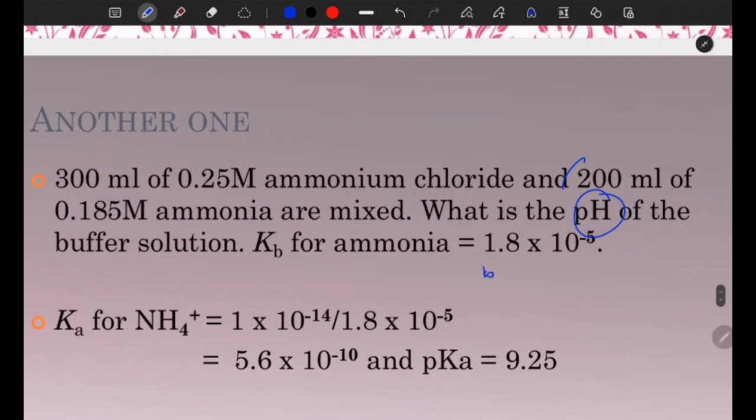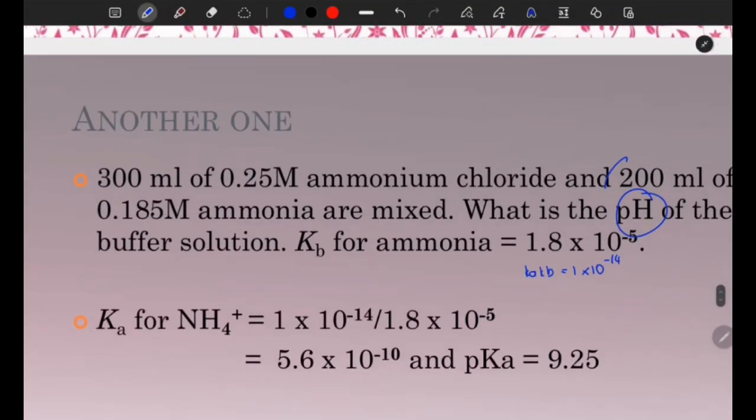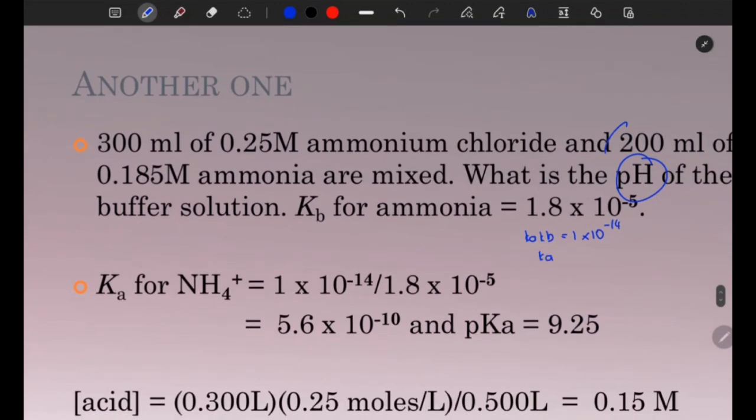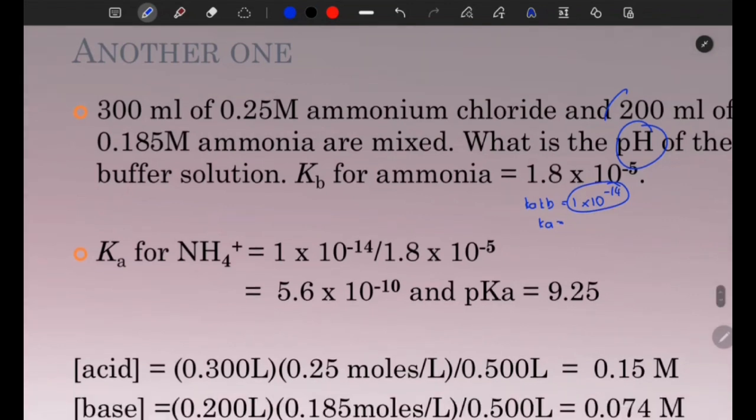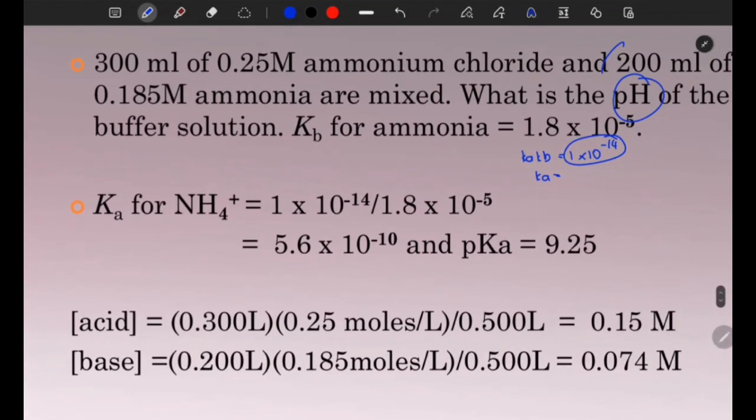As we know, Ka times Kb is equal to 1 times 10 to the negative 14. So to find Ka, we just divide this by our Kb value. So simply, we just get this. Okay, this is our Ka value. So how do we find pKa? Similar to the first question, just take the negative log of the Ka value, and this is our answer, 9.25, the pKa.